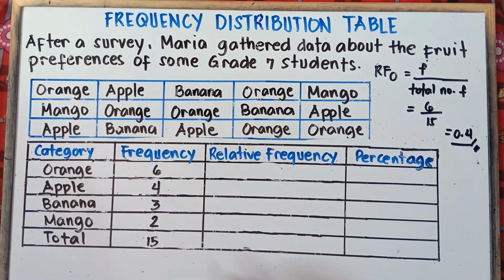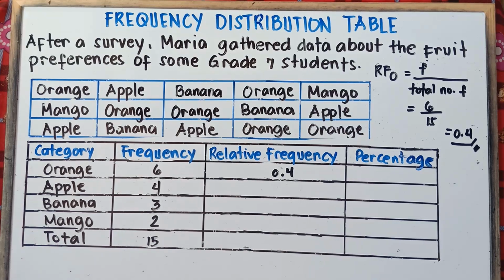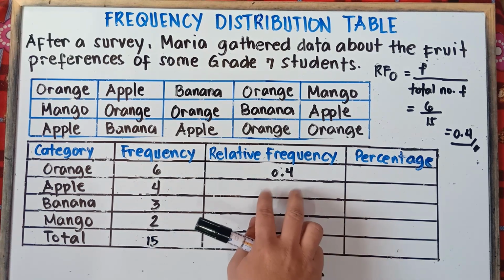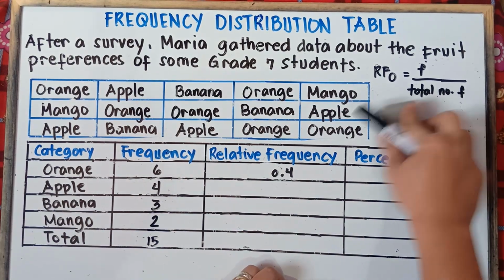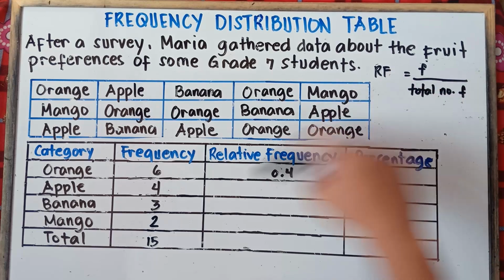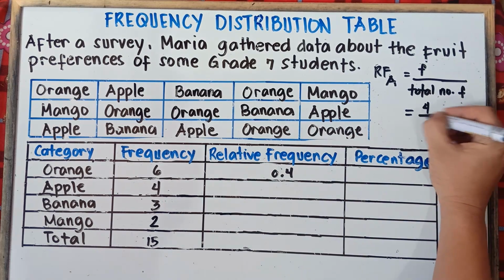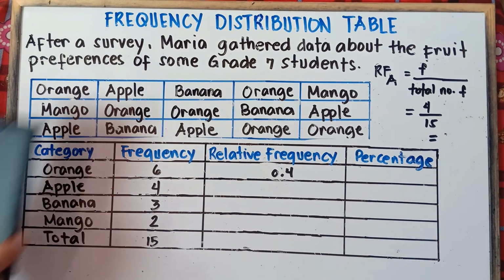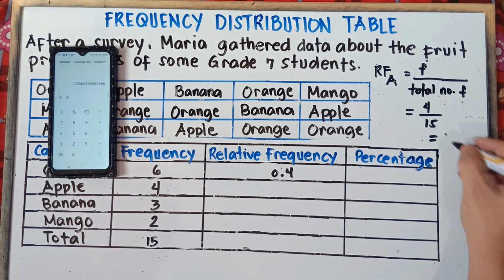That's the relative frequency in this particular row, and our data would be orange. So the answer is 0.4. Alright, and then for apple, once again, 4 divided by 15, and that would be the answer. Let's have our solution, just in case the teacher will ask for the solution. So, relative frequency of apple: the frequency is 4, divided by the total, that would be 15. So, 4 divided by 15. Let's use our calculator. You can use your cell phone. 4 divided by 15.